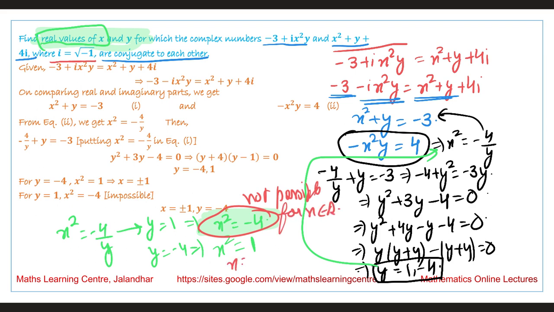So what we get is that the possible values of x are plus minus 1, because x square is equal to 1. So this implies x is equal to plus minus 1. The final answer we obtain is x is equal to plus minus 1 and y is equal to minus 4, because this is the value corresponding to y is equal to minus 4. Corresponding to y is equal to 1, we do not have any real value of x. So this is our final answer: x is equal to plus minus 1 and y is equal to minus 4.